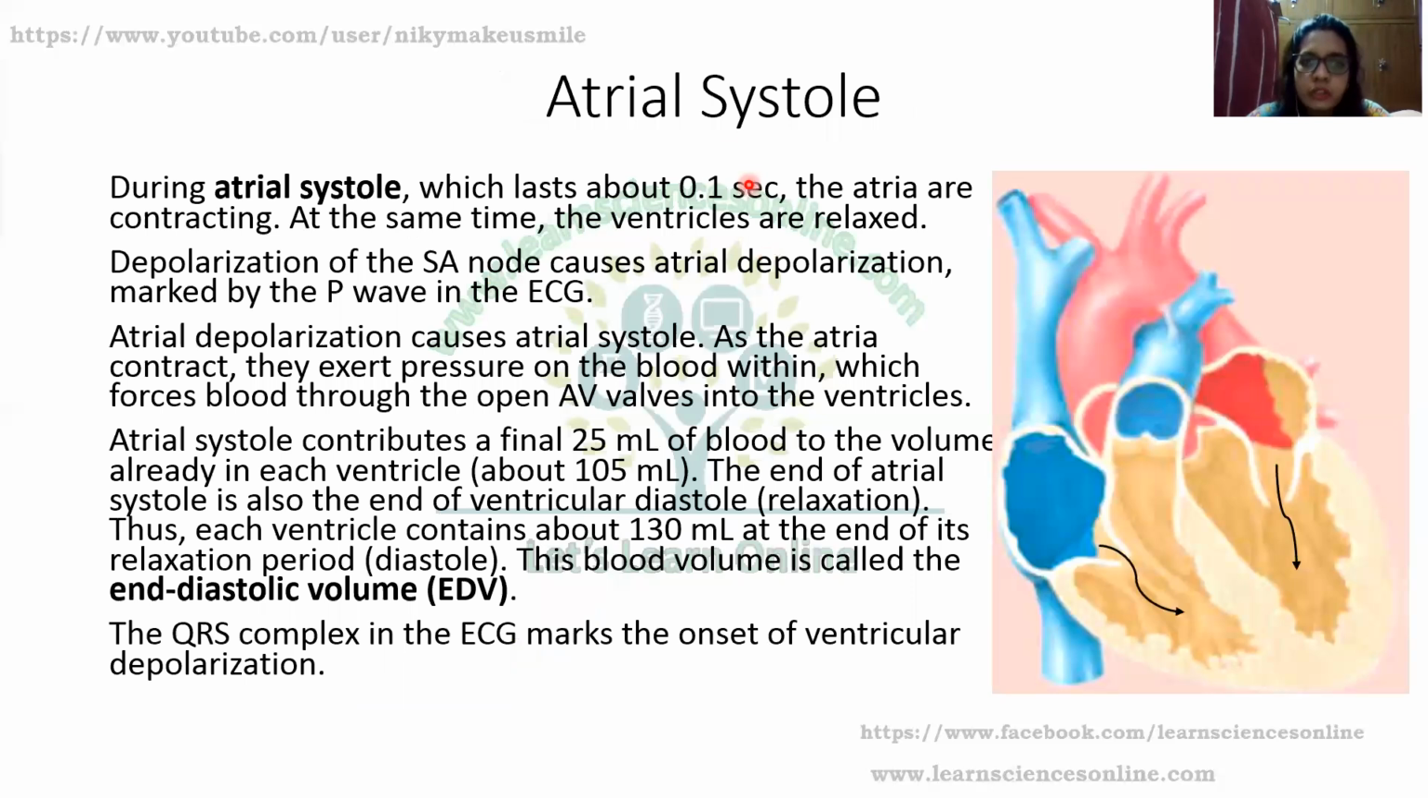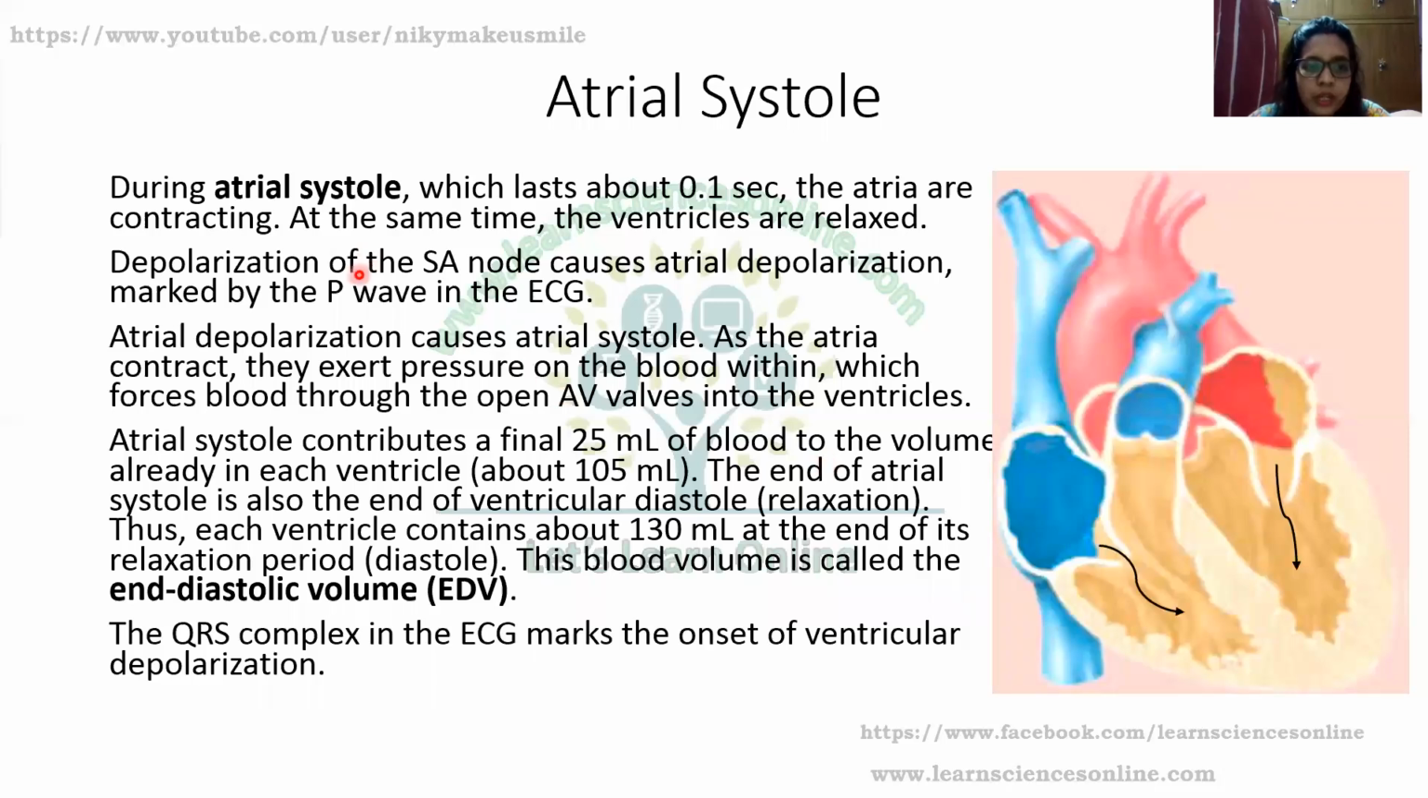So first of all, the first phase is atrial systole. During atrial systole, which takes 0.1 second, the atria contract, and at the same time the ventricles relax. Here in this diagram, you can see that these atrioventricular valves are open, and since the atria are contracting, the blood will flow from atrium to ventricles.